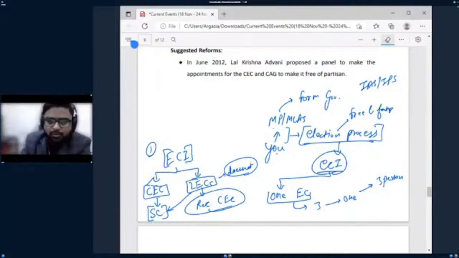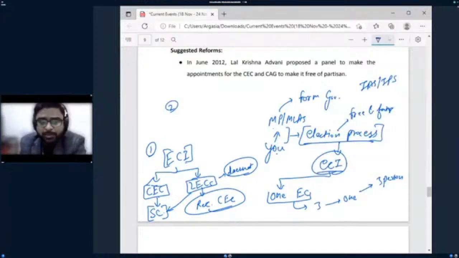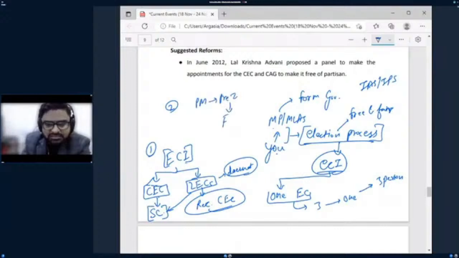Okay. Now let's come to point number two. Point number two that we have to take is appointment. Currently, the appointment of ECs and CECs is done in a simple manner. The Prime Minister recommends to the President, and the President appoints the ECs. And often, not always, often the senior EC is promoted to CEC. It is not a strict criterion that you have to promote them. But largely the government promotes one of the ECs to CEC and a new EC is appointed. Largely it happens.